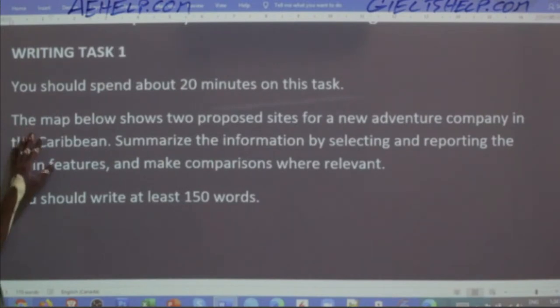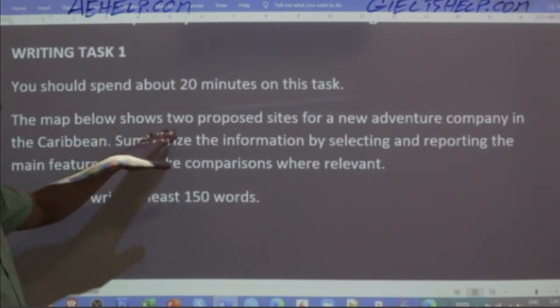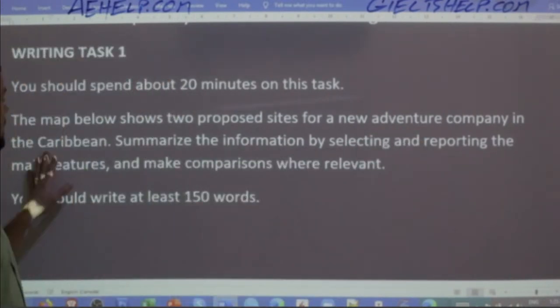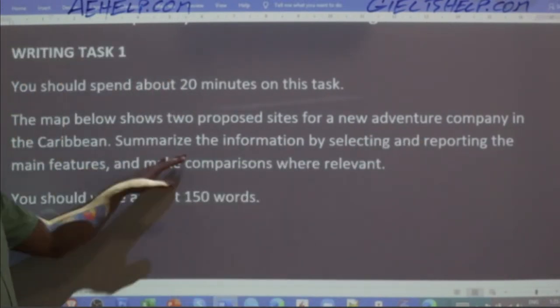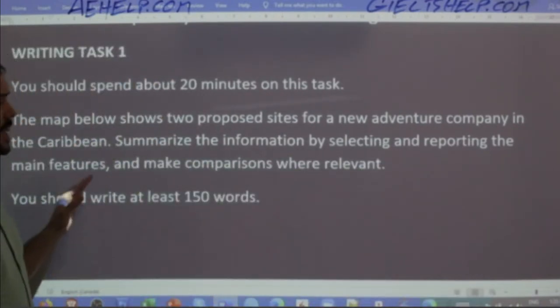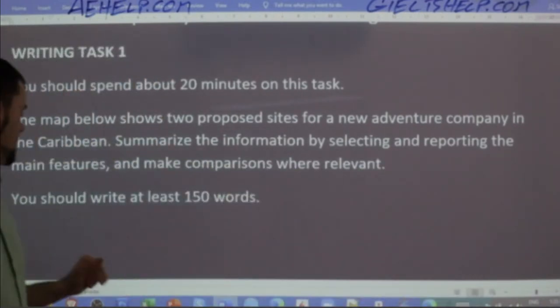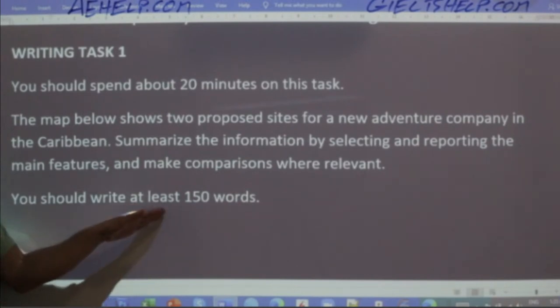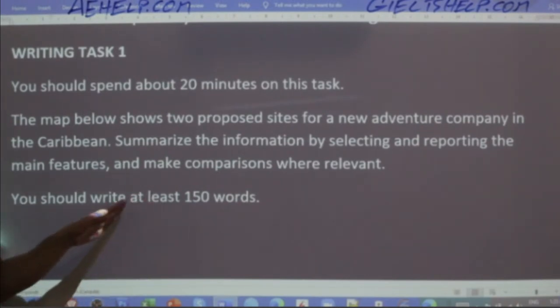Okay, here we go. So the map below shows two proposed sites for a new adventure company in the Caribbean. Summarize the information by selecting and reporting the main features and make comparisons where relevant. You should write at least 150 words. Always pay attention to this, at least. I think a lot of students don't clearly pay attention or understand the at least part here.